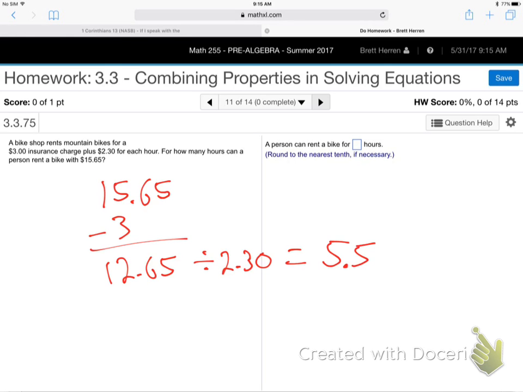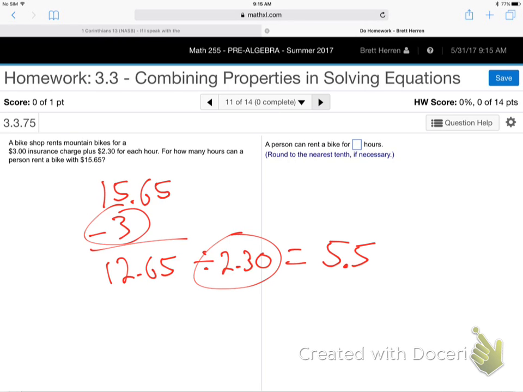5.5. So 5.5 hours. Now they're going to show some fancy x way. I could show that to you also, but this is totally fine with me. This is what I think any reasonable person would just do naturally. I don't think you'd naturally go, oh, I'll let x be some number, but anyway, I'll show it though. But is that okay, just doing it like that? Does that make sense what we did? Just subtract the insurance, divide by the hourly rate.